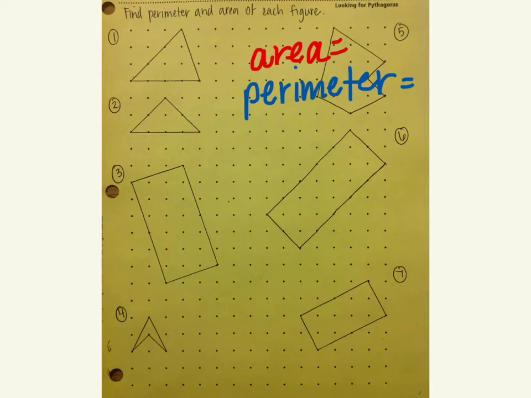So here's our homework. I have 7 questions, 7 different shapes where I'm asked to find the area of each shape and the perimeter of each shape. Let's start with what we know. Let's start with the area. As I'm looking at problem number 1, I'm going to break it down into 2 individual right angles. Helping me see it in right angles is going to help me better find the side lengths.